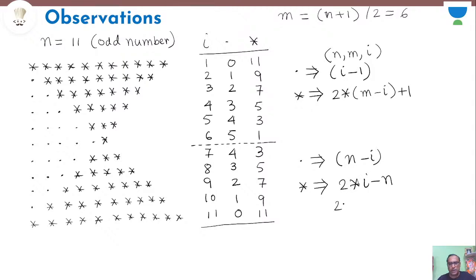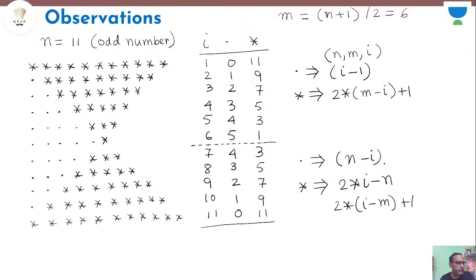Another logic is that 2 star i minus m plus 1. Actually, m is equal to n plus 1 whole by 2. If you put this one, you'll be getting Pooja's formula. If you replace m by n plus 1 whole by 2, you'll be getting the formula above. See, 7 minus 6, 1 into 2, 2 plus 1, 3, 8 minus 6, 2 into 2, 4 plus 1, 5, 9 minus 6, 3 into 2, 6 plus 1, 7, 10 minus 6, 4 into 2, 8 plus 1, 9, 11 minus 6, 5 into 2, 10 plus 1, 11. So that's the way we are getting this.